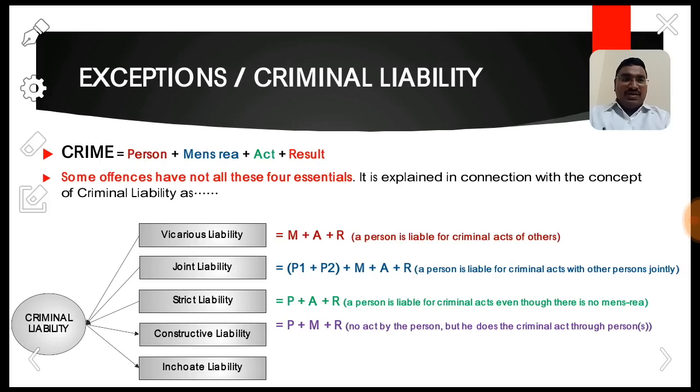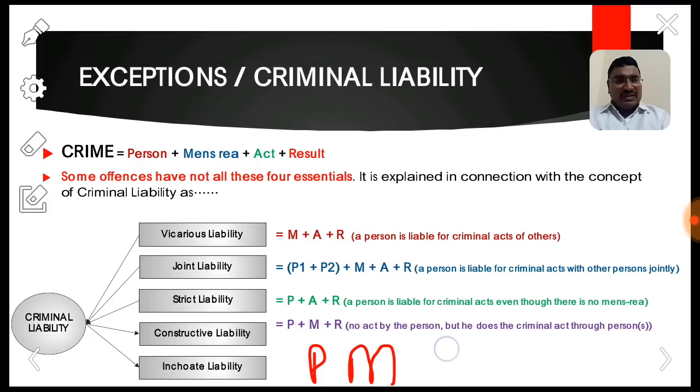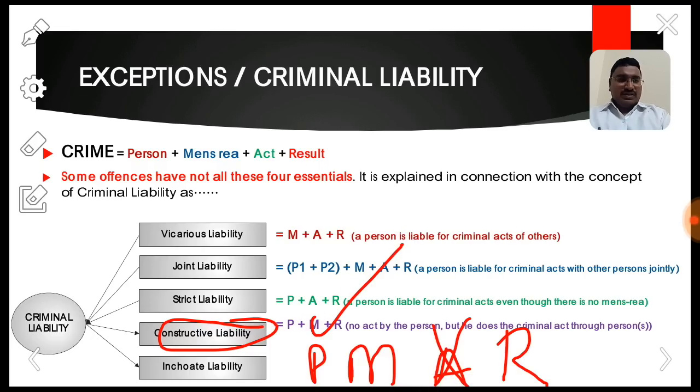Next, the concept of constructive liability. No act by the person, but he does the criminal act through another person. As we knew, there must be some person, some mens rea, some act, and some intended result. Here, to constitute constructive liability, there is no act. There is a person with mens rea, there is some result, but this person is not committing or omitting any act. Even so, he is liable under constructive liability.